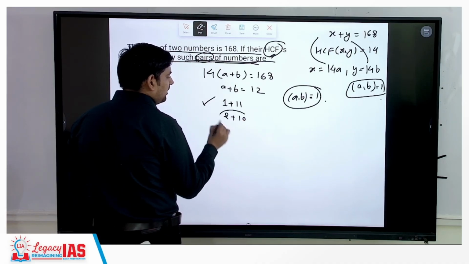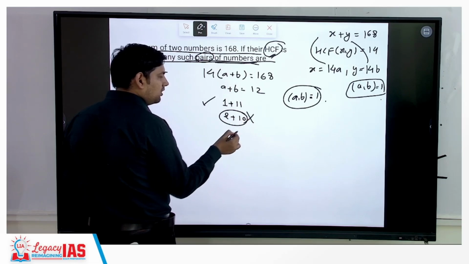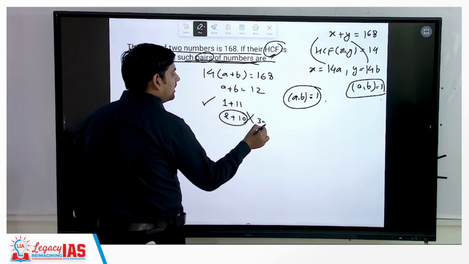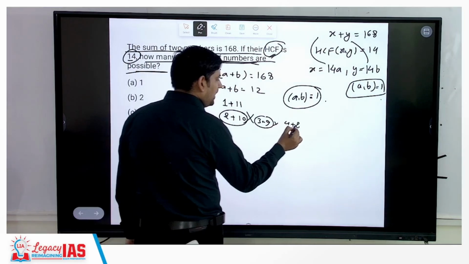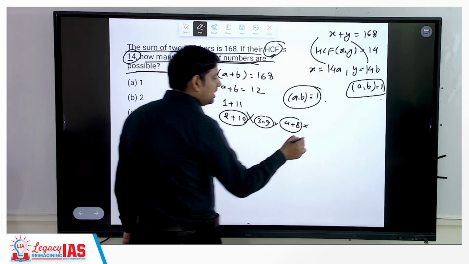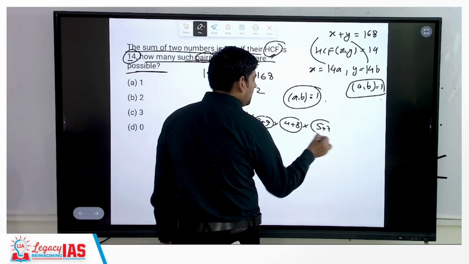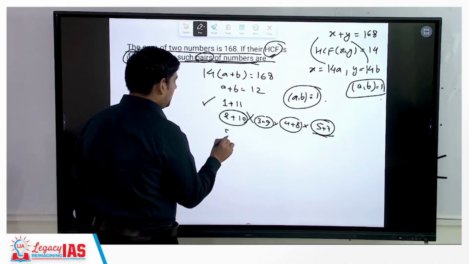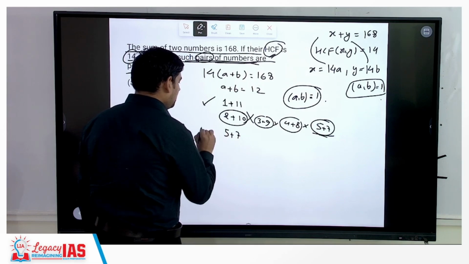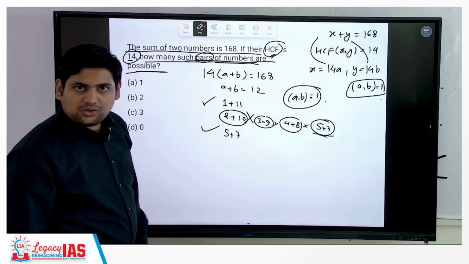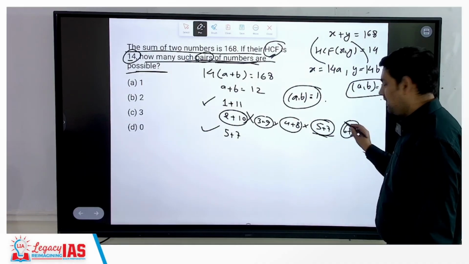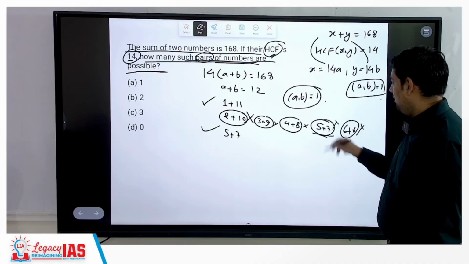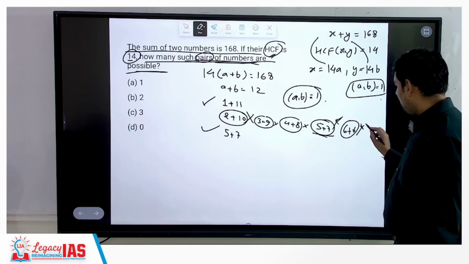2 plus 10. Now do they have a common factor? Yes, 2 is a common factor. Similarly, 3 plus 9. Again, a common factor is there. Then 4 plus 8. Again, a common factor is there. Next is 5 plus 7. Now this does not have any common factor. So you write 5 plus 7 here. This will be counted. No common factor. Then next is 6 plus 6. 6 is a common factor. This is also not correct.